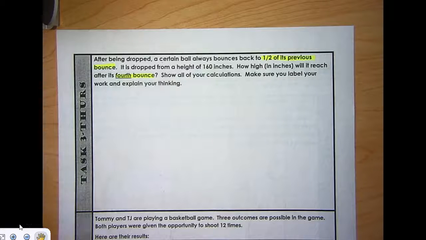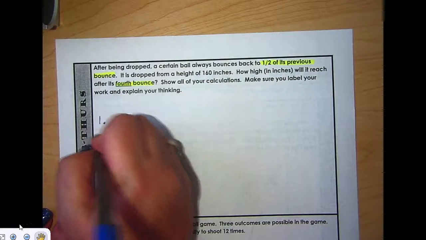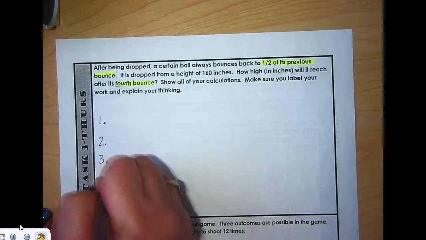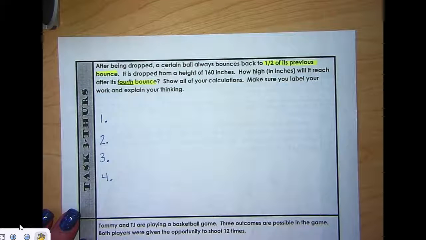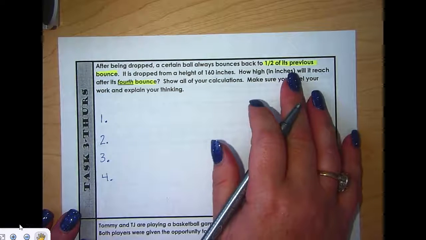So, first we need to think about how we're going to show 4 bounces. 1, 2, 3, 4. So you may have created a chart or something like that. I'm just going to list my bounces. If it's 1/2 of its previous bounce, that means I need to split each one in half.